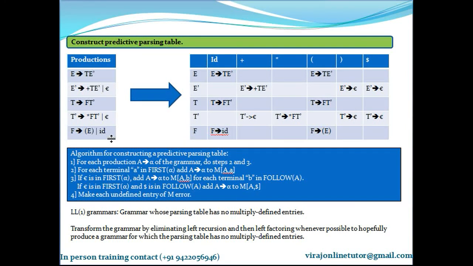Please remember, FOLLOW never contains epsilon. This table never contains a column for epsilon terminal. Similarly, in this predictive parsing table, there will not be a column for epsilon. So even by mistake, don't add a column for epsilon. If you don't add a column for epsilon, then you won't make any mistake or errors while constructing this table.